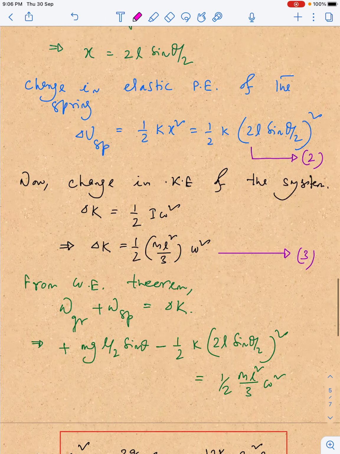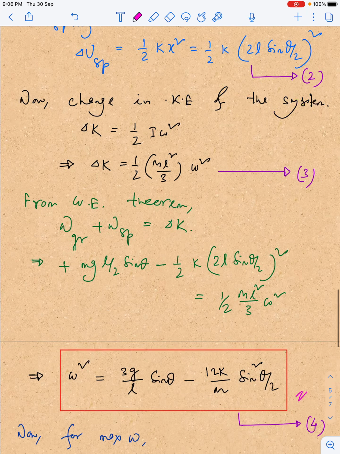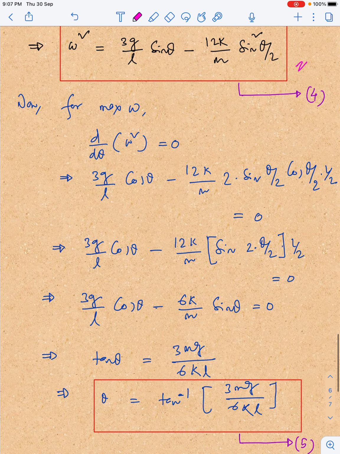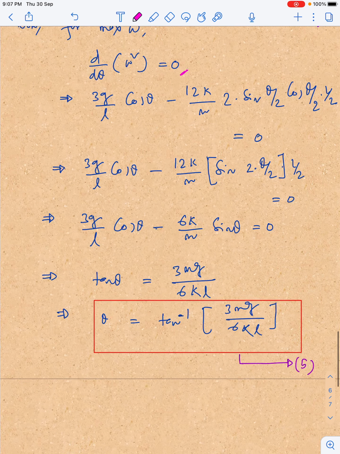After getting the value of omega square, they are asking for the condition. You see here, they ask to determine the maximum angular velocity omega reached by the door and the corresponding angle theta. So I have to get the maximum value of omega, which means I have to set the differentiation d by d theta of omega square equal to 0. If I differentiate this equation over here, I will get theta is equal to tan inverse of 3 mg by 6 kl, and that is going to be my answer, right?